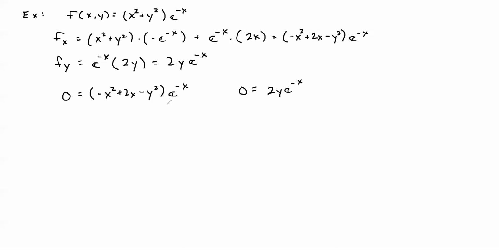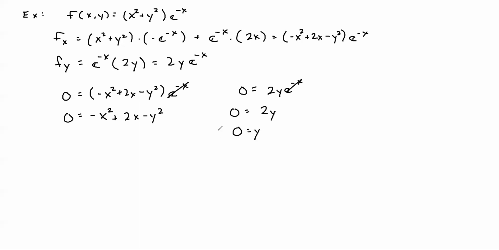All right, so first of all, these exponential terms can never equal 0, so you can just get rid of them. The way that you justify that, you multiply by e to the x on both sides, and those will go away. Or divide by e to the negative x on both sides. And so we're left with this. So we have 0 equals negative x squared plus 2x minus y squared. And 0 equals 2y. So 0 equals 2y, we could solve that. We get 0 equals y.